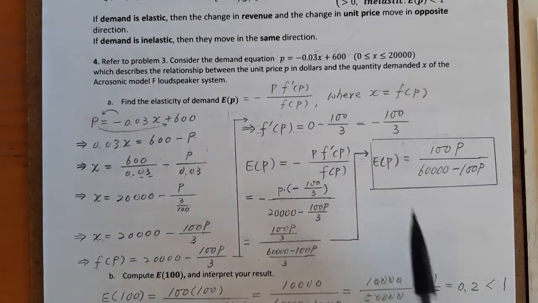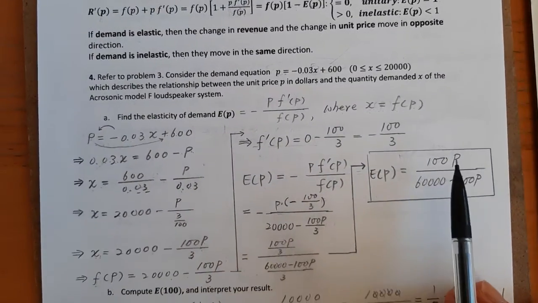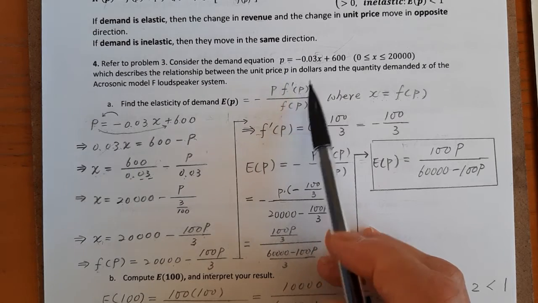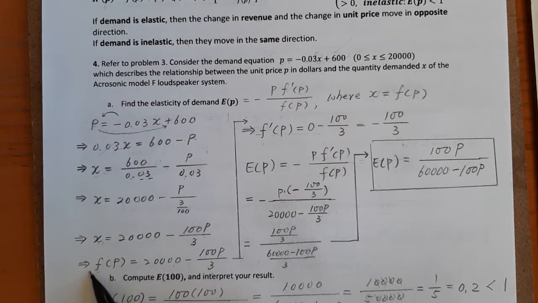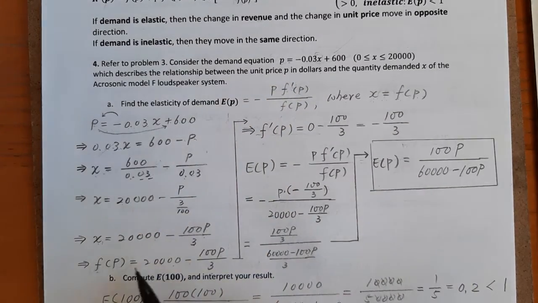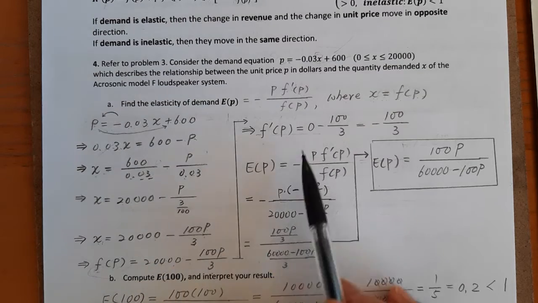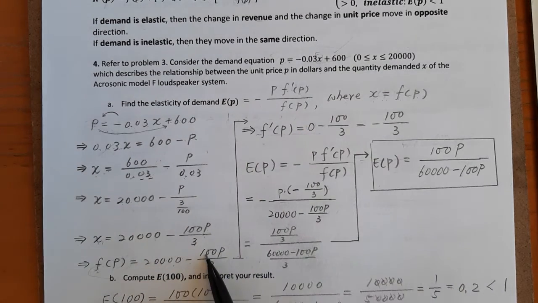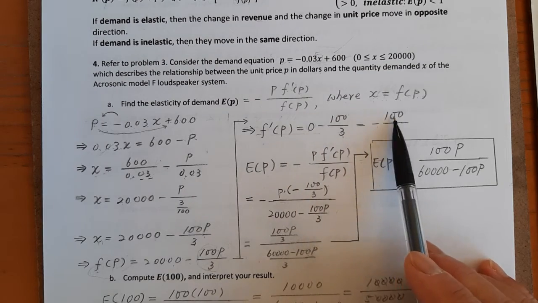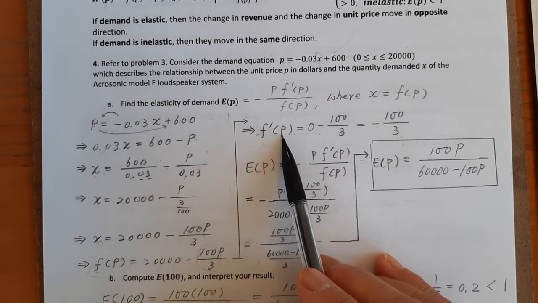Now here, for the elasticity formula, we need to figure out f prime of p. And f of p we already got is this. We need to figure out the first derivative. So we take the first derivative of this function. The derivative of 20,000 is 0, minus 100 over 3 p, the derivative with respect to p is minus 100 over 3. Subtraction is negative 100 over 3. That's f prime of p.